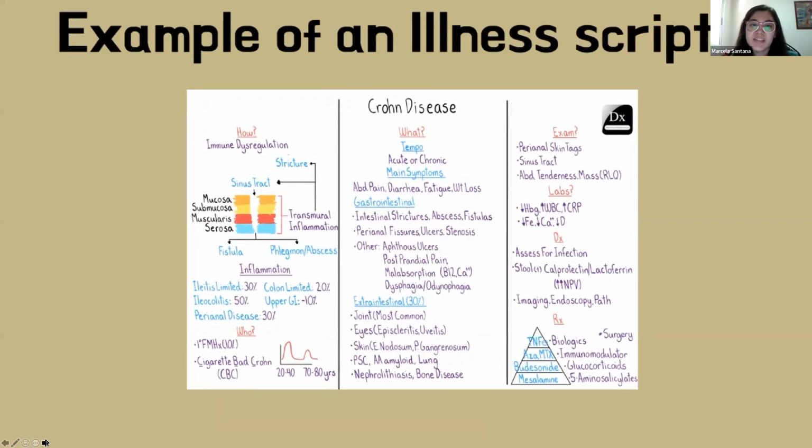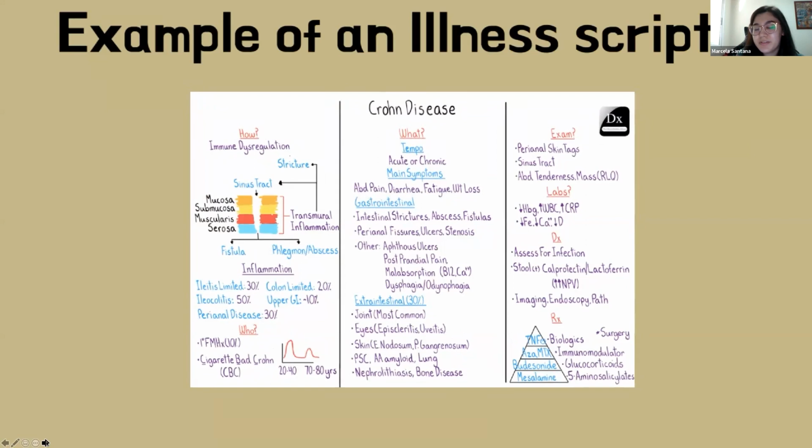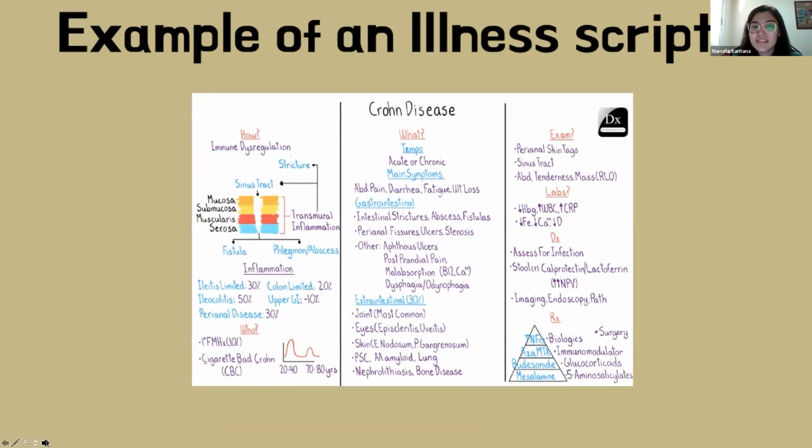So here's an example of an illness script by CPSolvers. They outline a script for Crohn's disease using the method of when, the tempo, who, the epidemiology, why or how, describing the mechanism of this illness, and what, the key defining features of this condition.